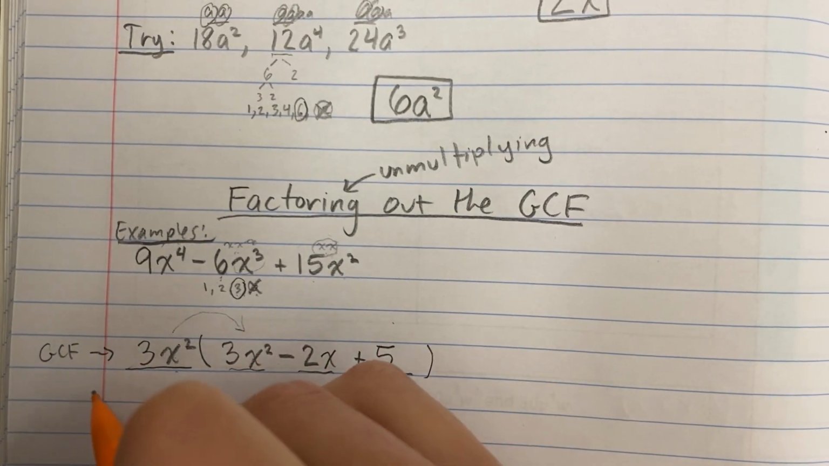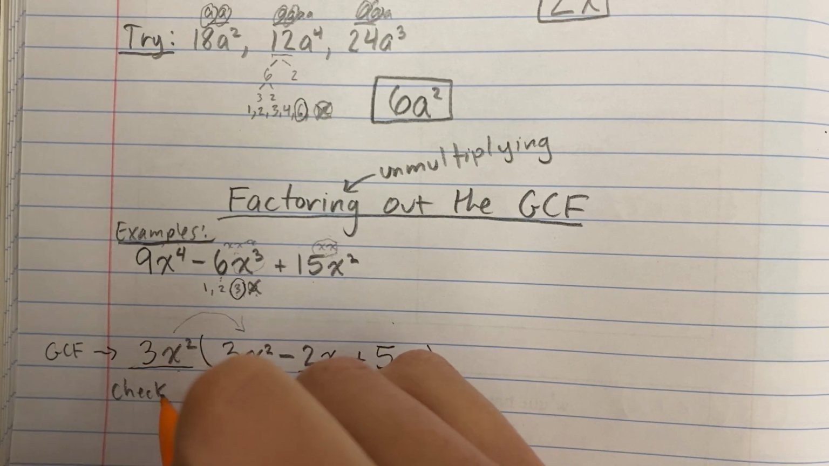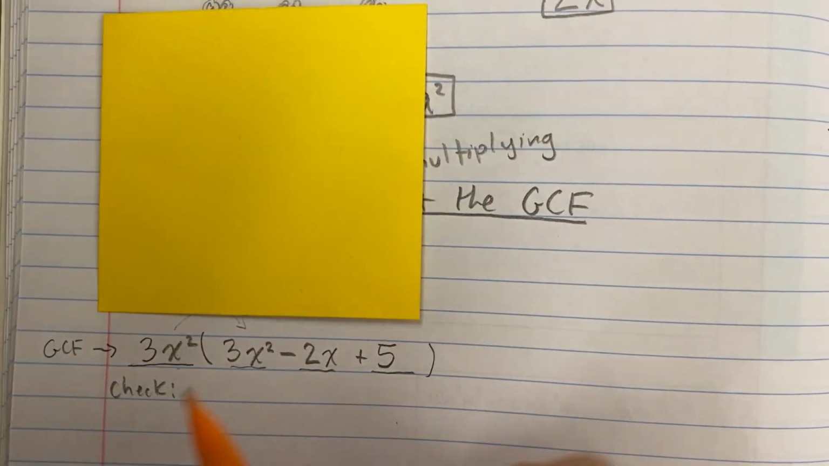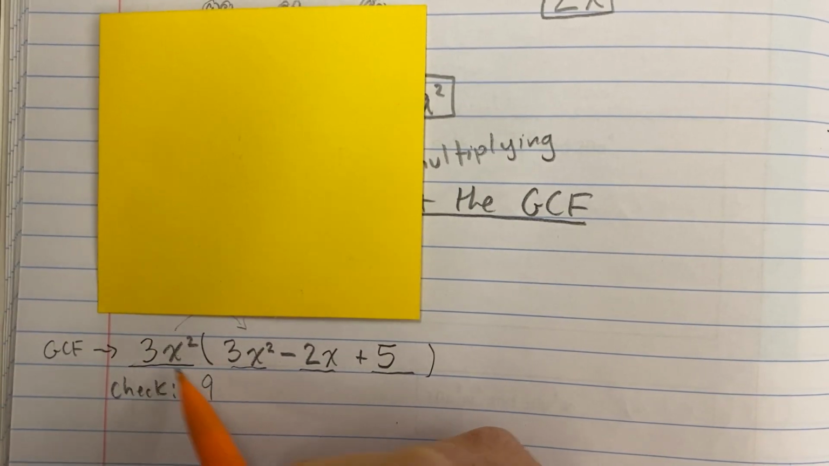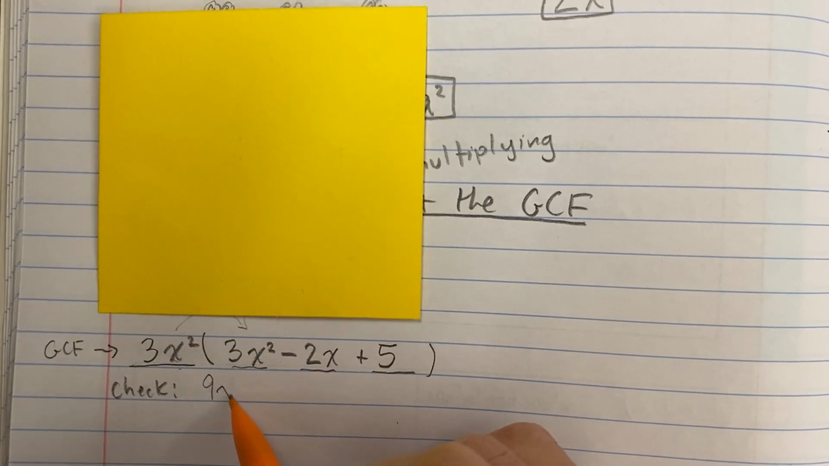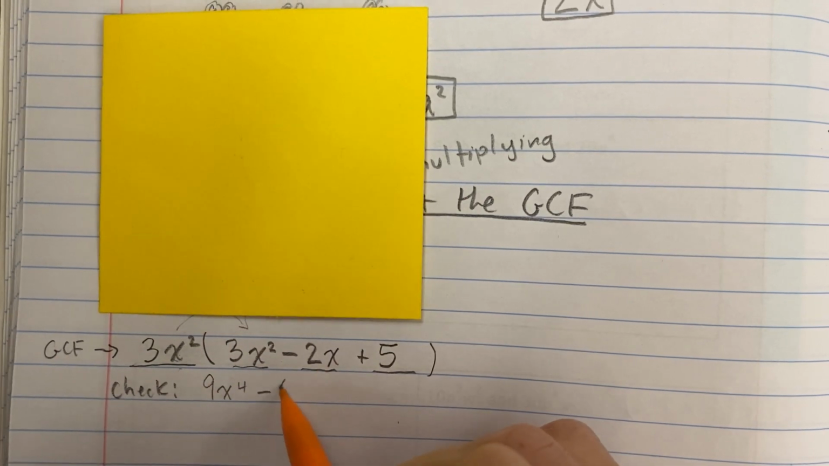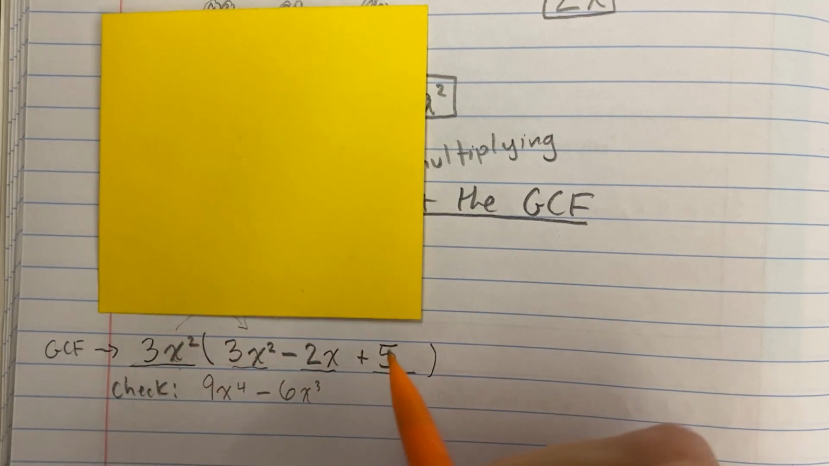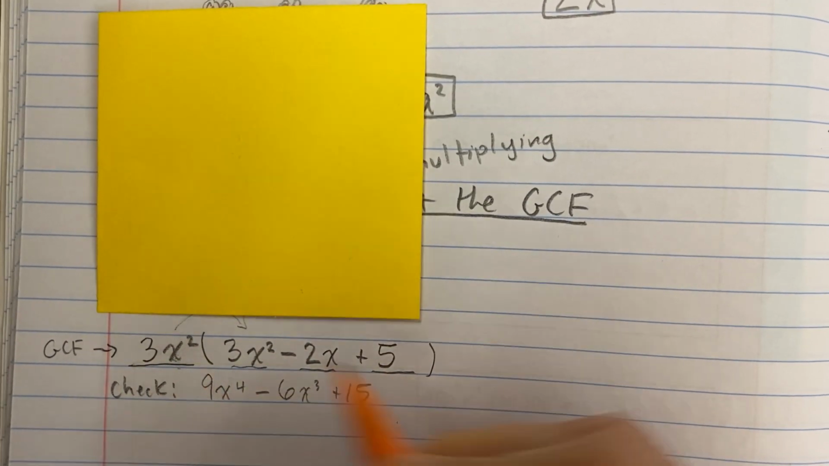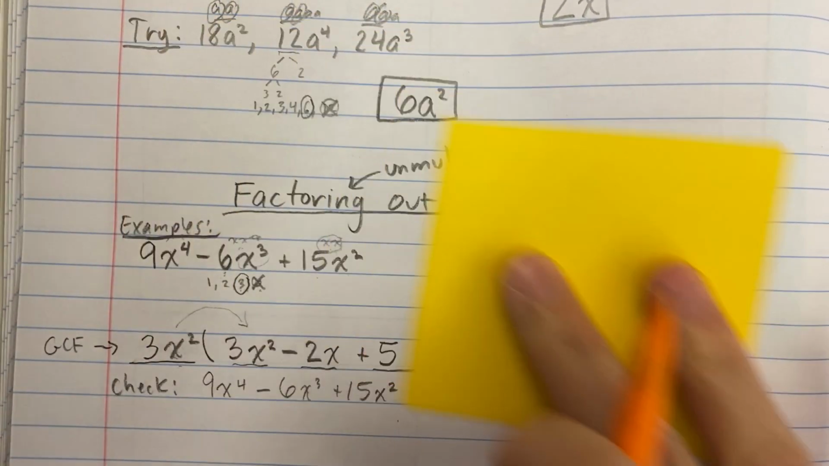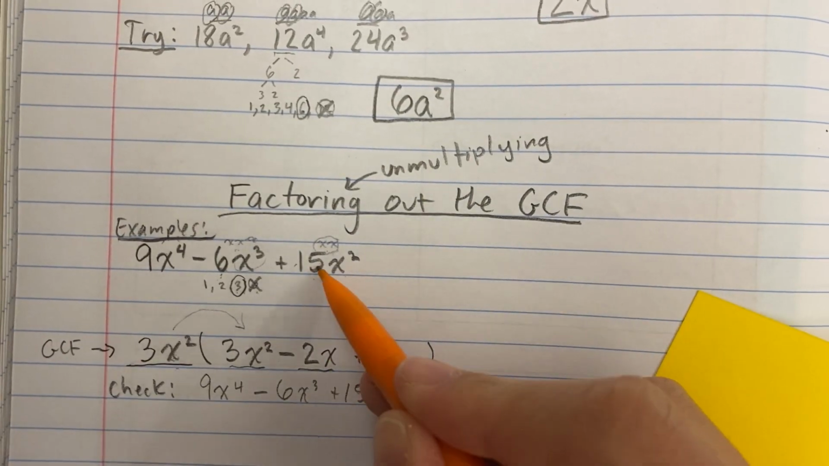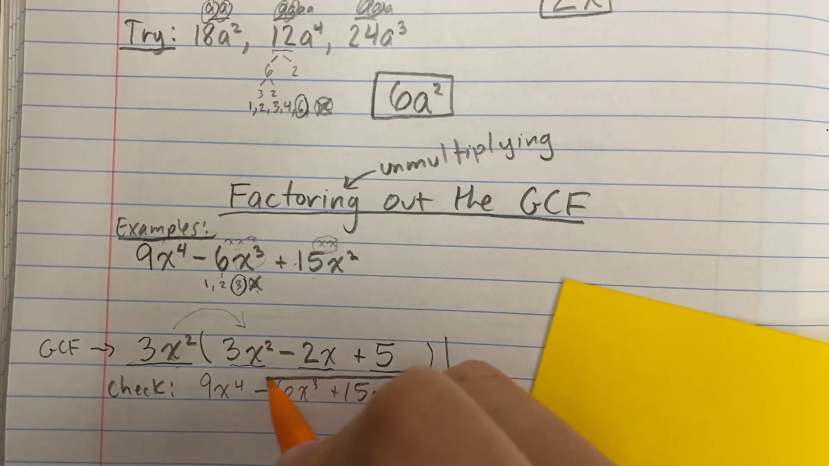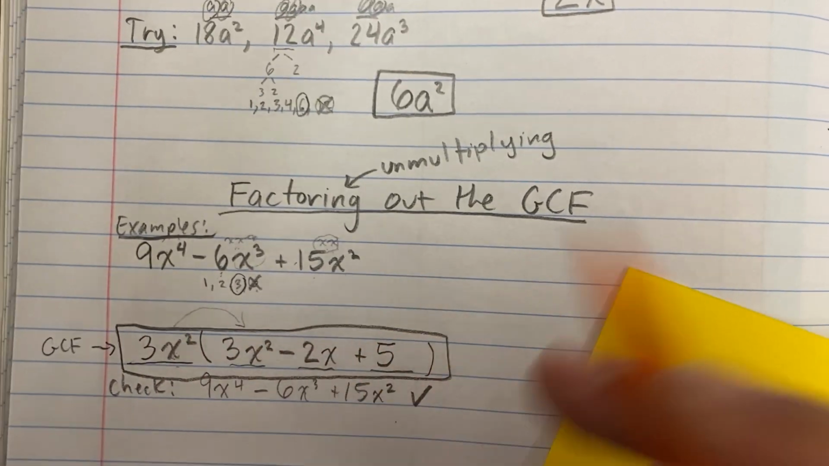Okay, so now I'm going to check my answer. And how am I going to check my answer? I'm going to multiply. I'm going to cover this, and do the multiplication I've been doing. 3 times 3 is 9. X times x times x times x. 3 times -2 is -6. This is x times x times x, that's x to the 3rd. 3 times 5 is 15, and this is x times x. Then I check: are these the same? Yep, they're the same. So therefore, this is my answer.